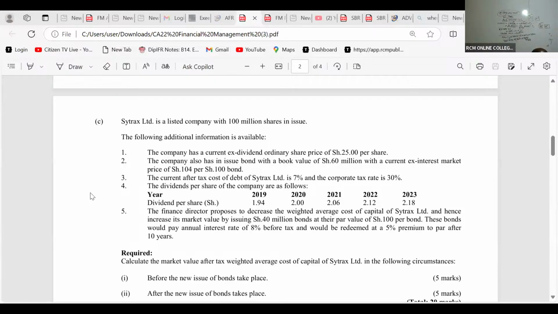See here, they are telling me in note number 2 that the company has also issued a bond with a book value of 60 million, with a current ex-interest market price of 104. So at least they've given me the market price of the bond. The market price of the bond is 104, and the par value is 100. So this is very, very easy.